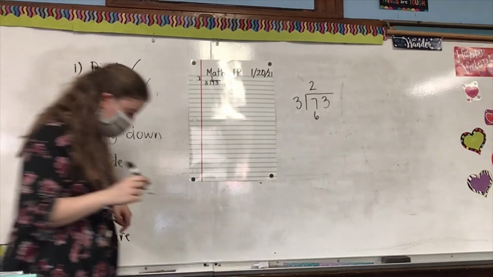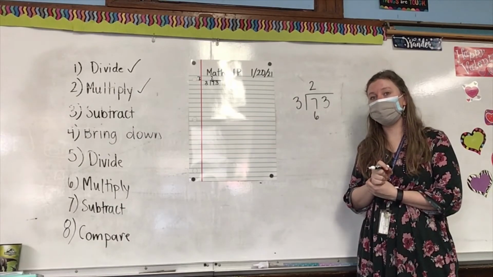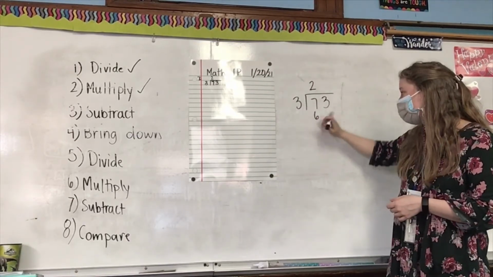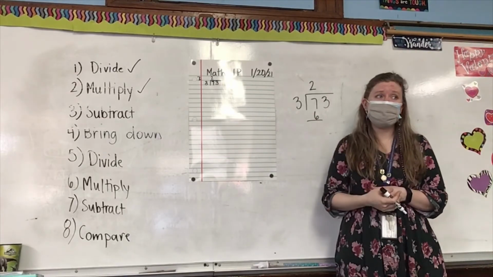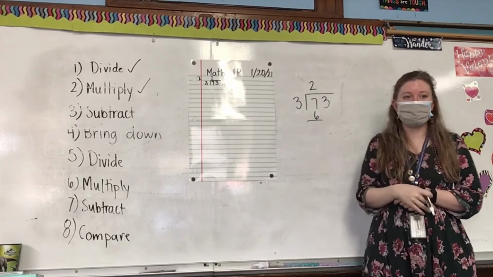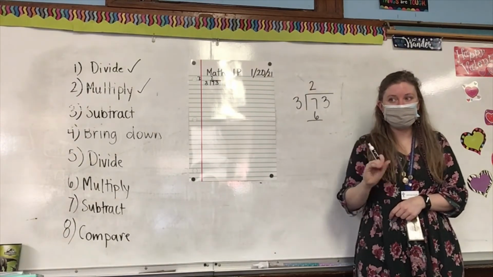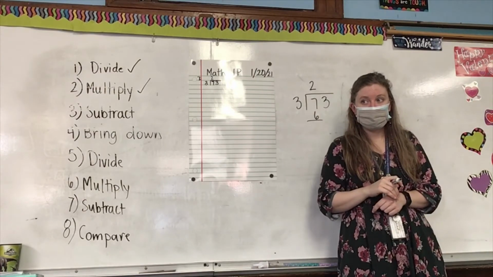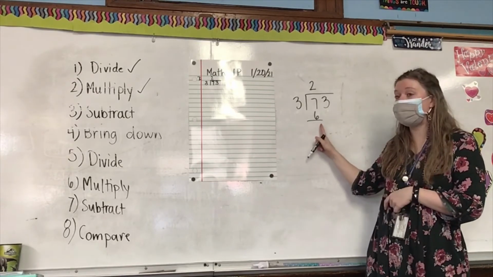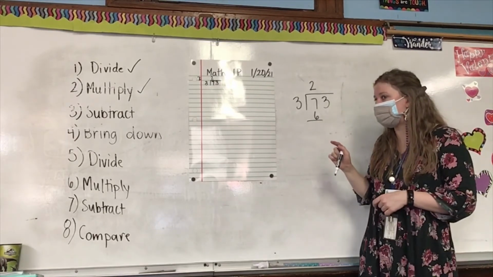I subtract. What am I subtracting? 7 minus 6, or I can say I'm subtracting 6 from 7. Bonus brownie points for whoever can remember that in words. We just talked about it in words. Who remembers the words for how to do that? We subtract the what from the what? Kingston? You subtract the answer from the multiplication. I subtract the answer to the multiplication problem from the first digit of the dividend.